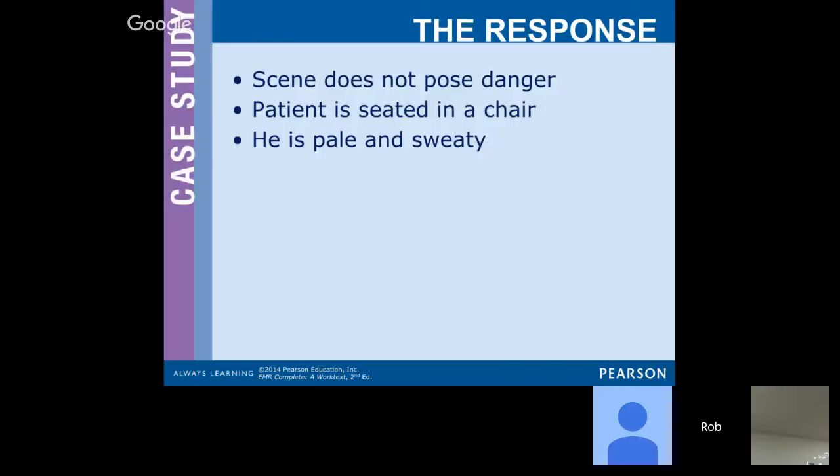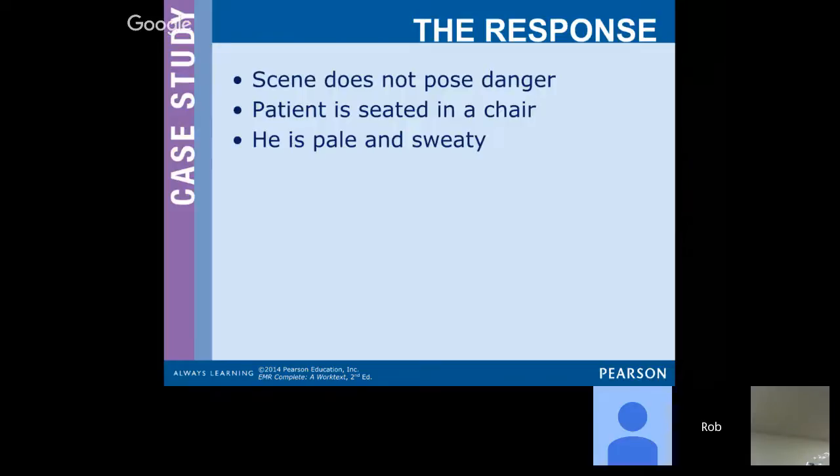So, let me see here. We're still in this case study here. You respond and observe the scene that does not appear to pose any dangers. There is one patient who is seated in a chair. He looks like he is having significant difficulty breathing and is pale and sweaty. Based on this information, do you think the patient is stable or unstable?